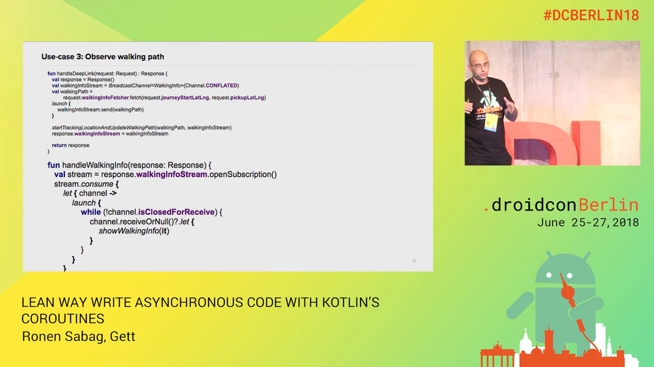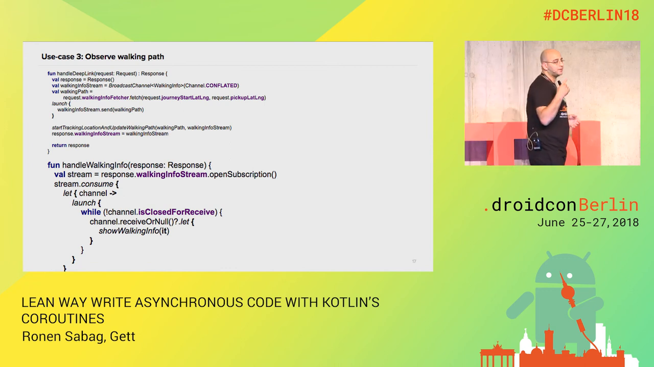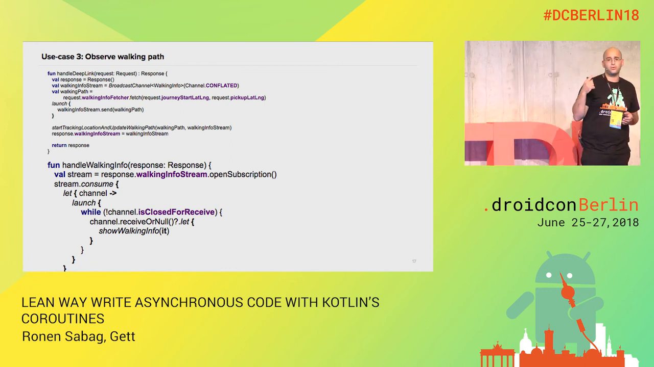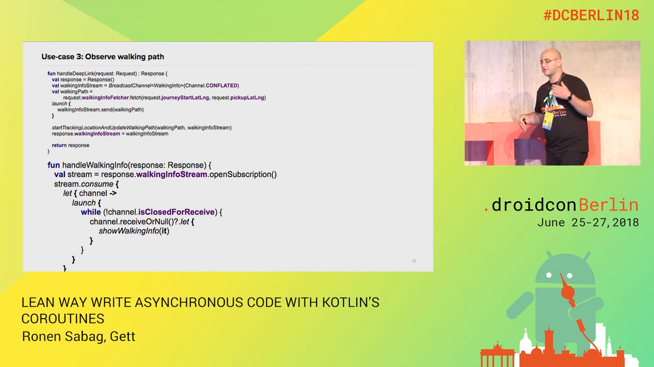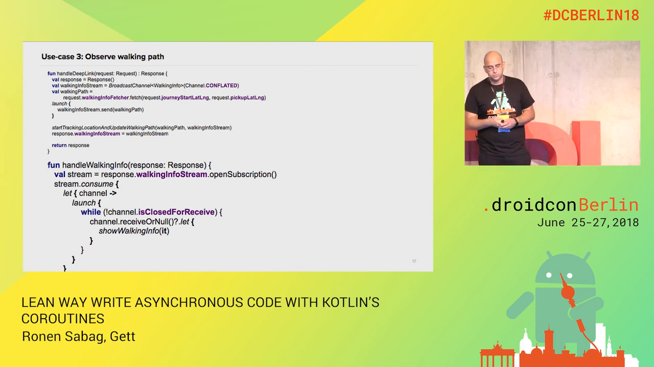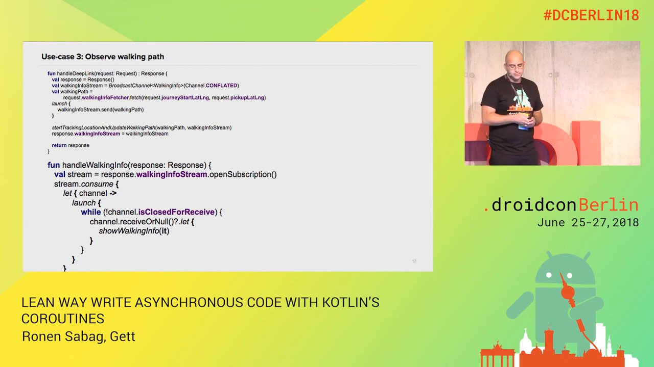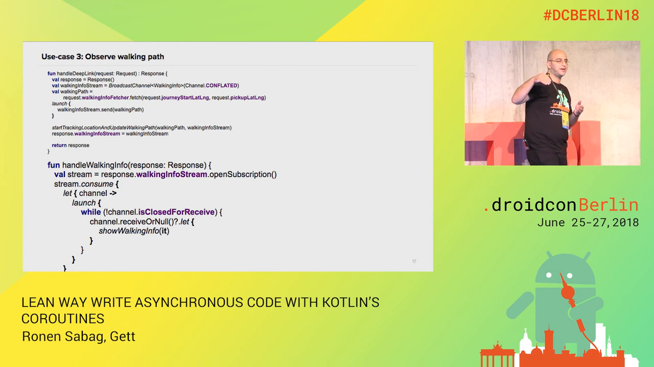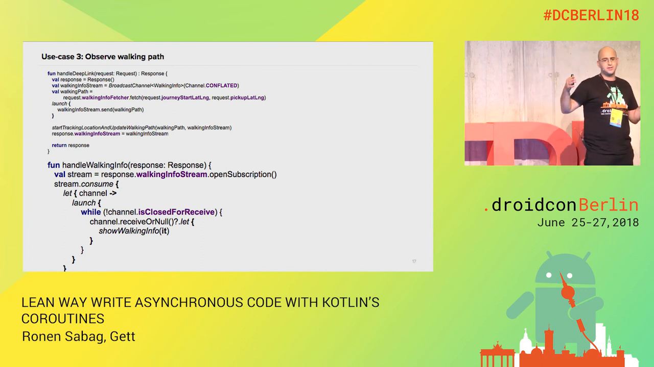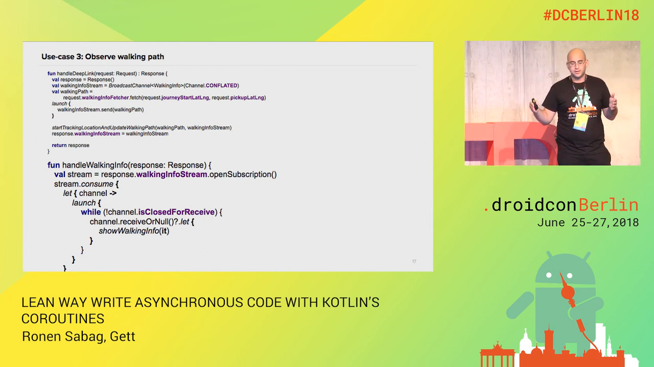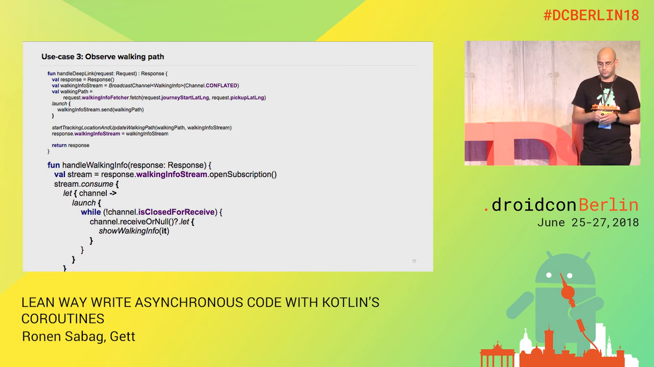Now, I'm using a while loop here because I don't want to get the value only once. I want it to be observed all the time. So we're going to use this while the channel is not closed. And if I get something that is not null, I'm going to push it to the channel. And then everybody that's listening to this channel can take it and do with it whatever we want.